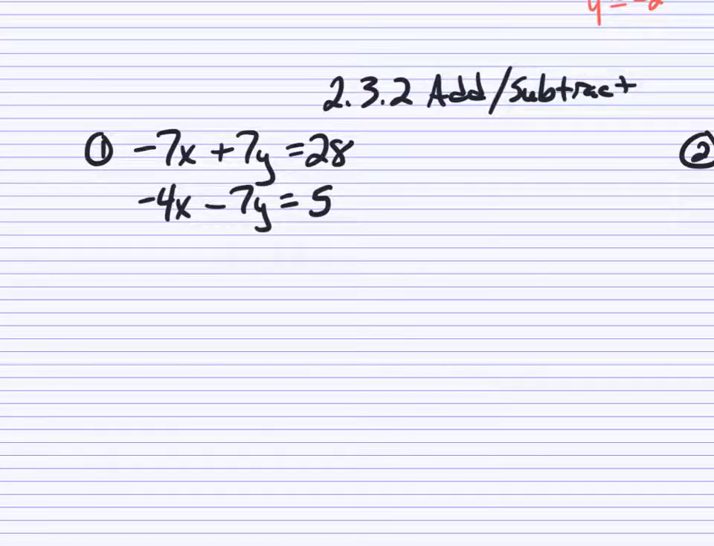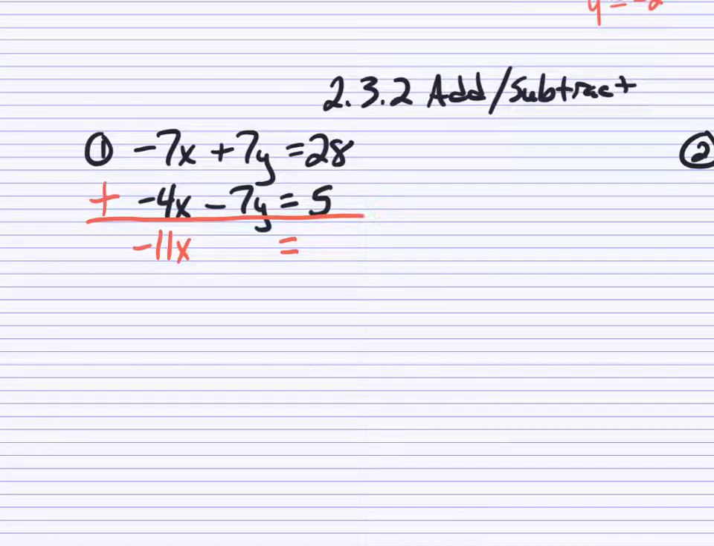On number 1, the positive 7y and negative 7y are already opposites, so we are going to add these two equations together. Negative 7x and negative 4x is negative 11x. Positive 7y and negative 7y eliminate. They're gone, so I don't put anything down there below. Not 0, not y, not 0y, nothing. I just leave that area blank.